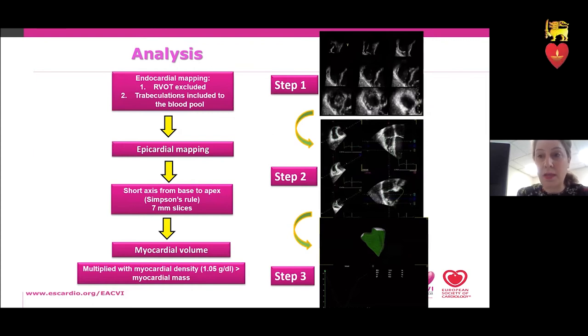That's why MRI is an absolute indication when you have suspicion of RVOT pathology, and you include trabeculations in the blood pool. From the endocardial mapping, you go to the epicardial mapping, and then it reconstructs from the short axis from base to apex with 7 millimeter slices. You get the myocardial volume, and when this is multiplied by the myocardial density, you have the myocardial mass.